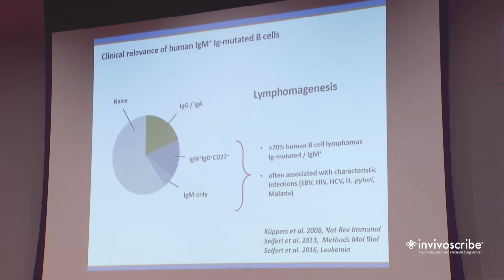They are very interesting in lymphomagenesis because more than 70% of human B-cell lymphomas carry Ig mutations, but are not class-switched and still IgM positive. And these are interestingly also often associated with characteristic infections like EBV, HIV, or Helicobacter pylori, or even malaria.